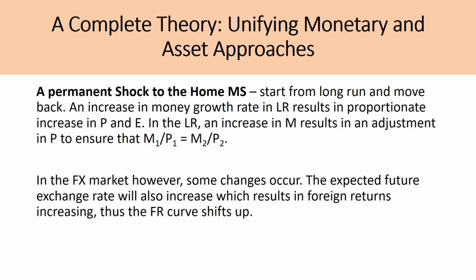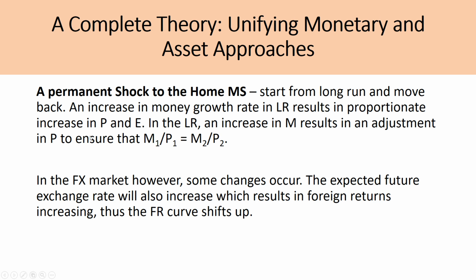So what about a permanent shock to home MS? Really, what you do is you start in the long run and you work your way backwards, right? An increase in the money growth rate, and we talked about this in the previous chapter. If there is an increase in the money supply, there will be a proportional increase in the price level and in the exchange rate. In the long run, an increase in M results in an adjustment in P to ensure that the real money supply remains the same.